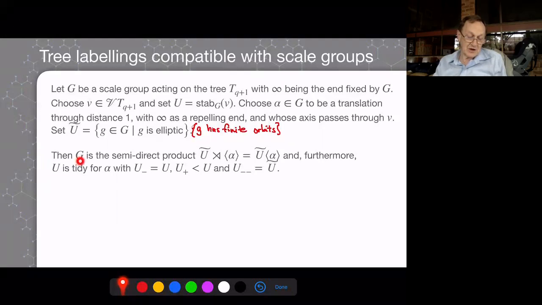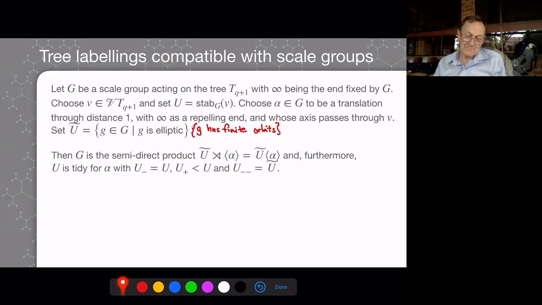Then it can be shown that G is a semi-direct product of U tilde and the group generated by alpha. I'll abbreviate that just as U tilde alpha, just to save a bit of writing. And U then is tidy for alpha. So our U is the stabilizer. We'll take U to be the stabilizer of the vertex V. And U is tidy for alpha.